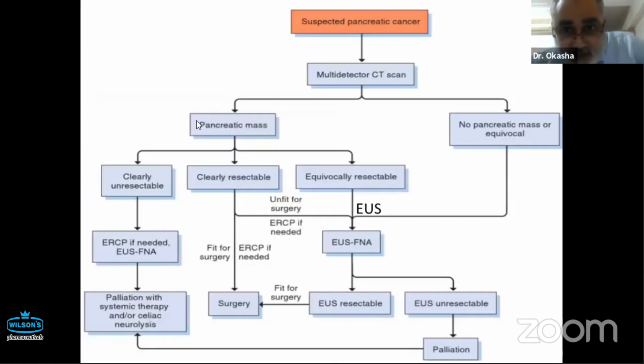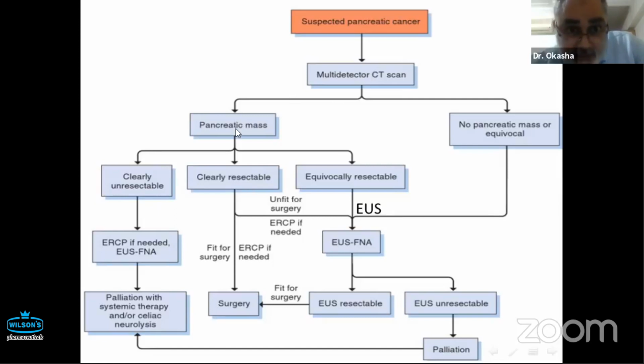This is my last slide, but I like this algorithm very much. It is a very simple and very informative algorithm for detection and staging of cancer pancreas. First, we do multi-detector CT scan or MRI because it is non-invasive, no propofol, no sedation. Though it is not the most accurate method, it is non-invasive. So we start with CT scan or MRI. If the CT shows a pancreatic mass that is clearly unresectable, then we do ERCP if there is hyperbilirubinemia, and it is very important to do EUS-FNA to obtain histo or cytopathological proof of malignancy for chemotherapy and palliation, and of course celiac plexus neurolysis if there is pain.